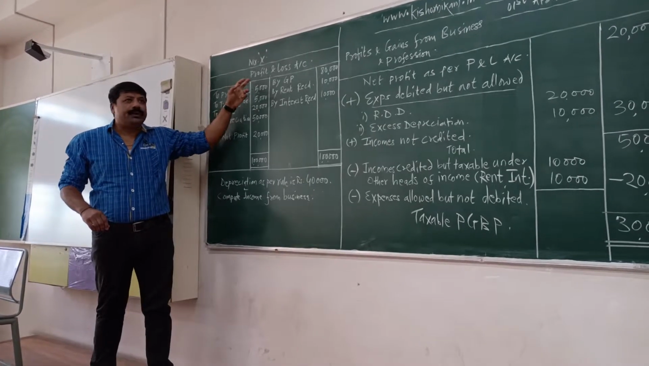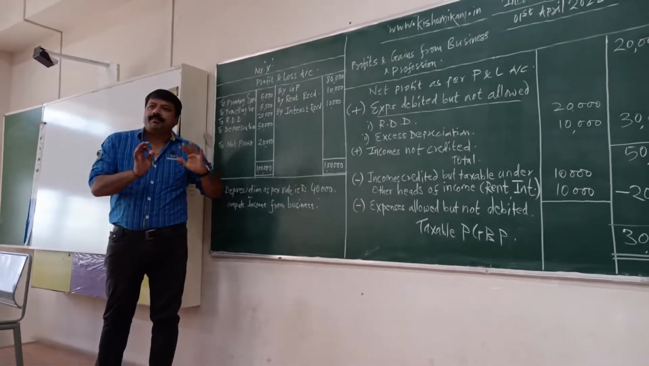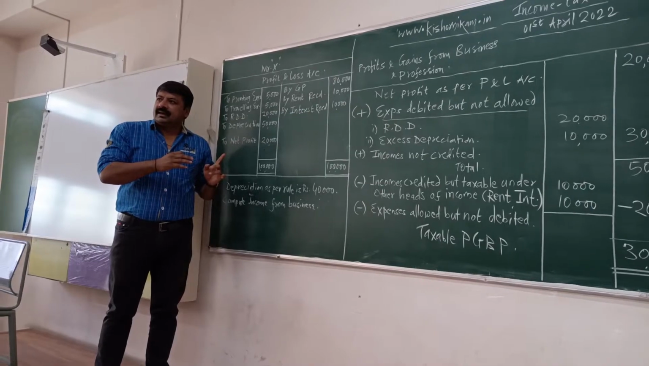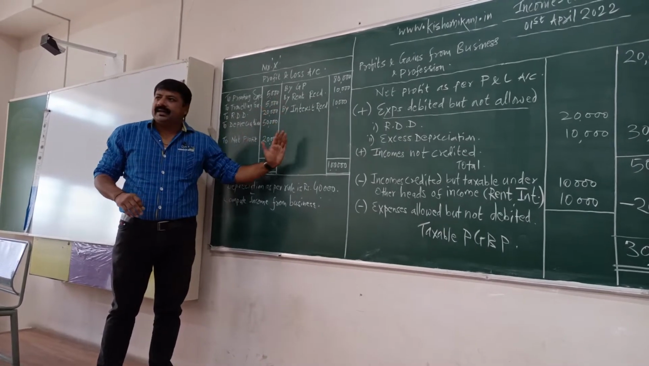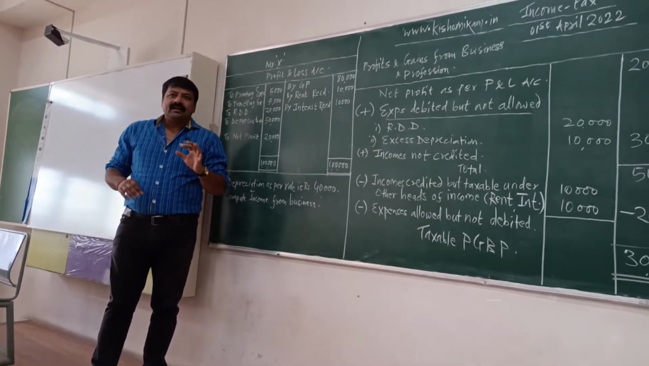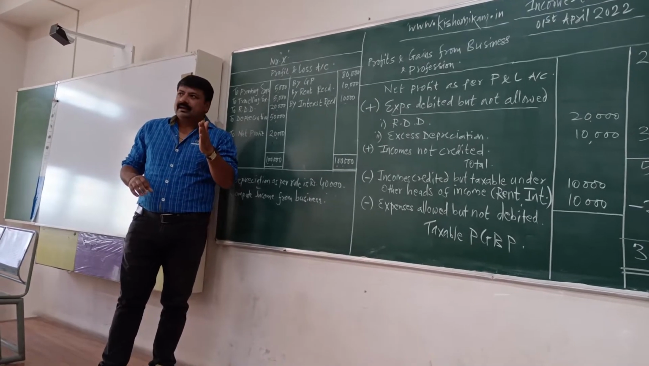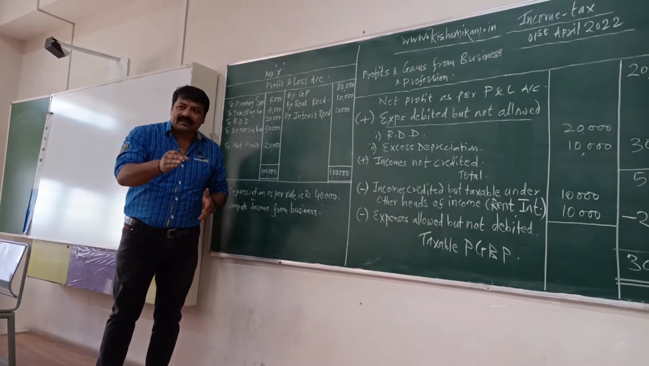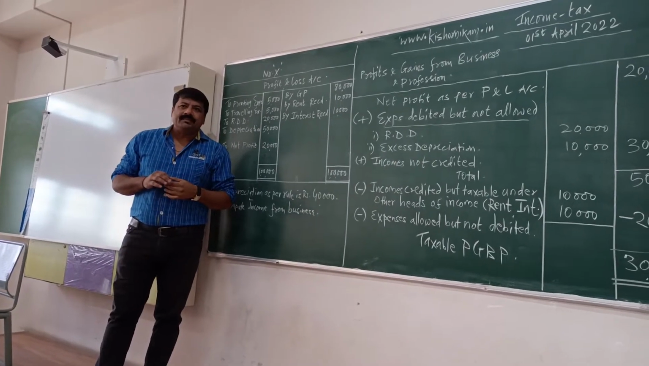Mr. X has given a profit and loss account. He has prepared it for his business for the year. Expenses are debited, incomes are credited. In India, under section 140A, the self-assessment tax system is prevailing. What is the self-assessment tax system?